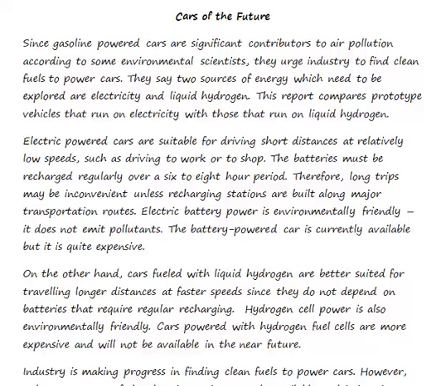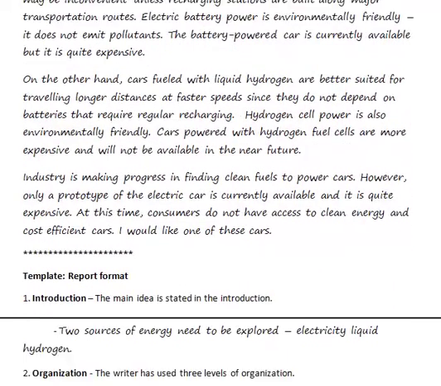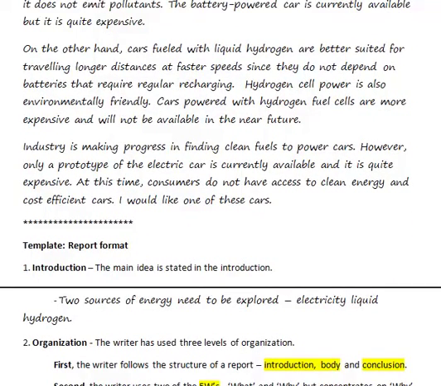Electric battery power is environmentally friendly. It does not emit pollutants. The battery-powered car is currently available, but it is quite expensive. On the other hand, cars fueled with liquid hydrogen are better suited for traveling longer distances at faster speeds, since they do not depend on batteries that require regular recharging. Hydrogen cell power is also environmentally friendly. Cars powered with hydrogen fuel cells are more expensive and will not be available in the near future.